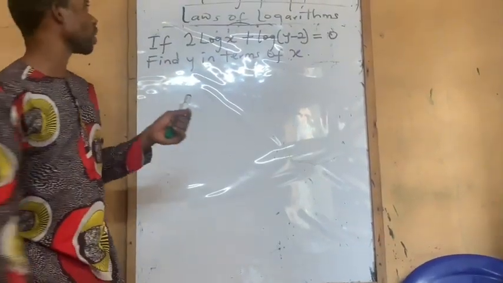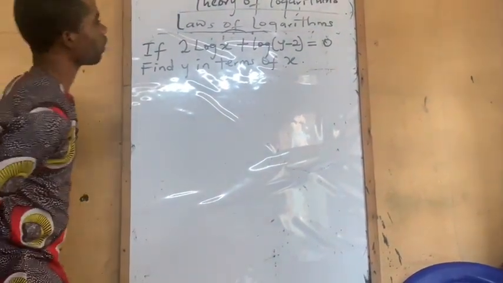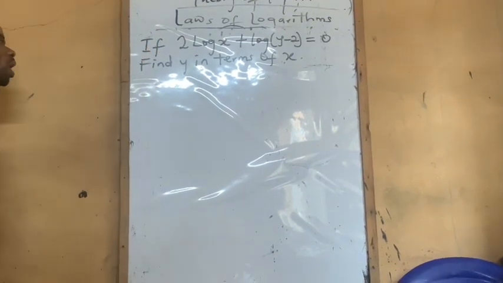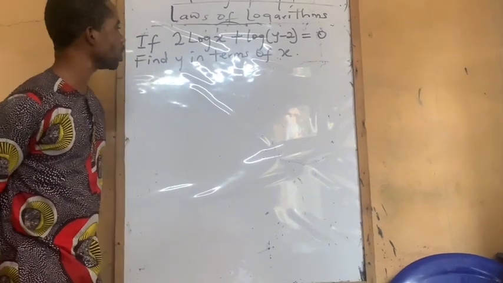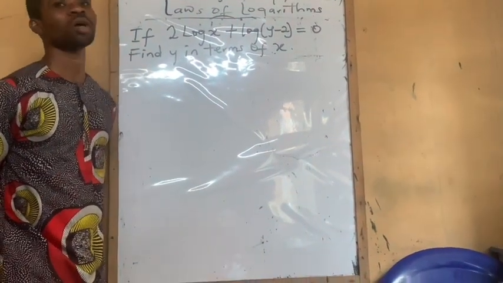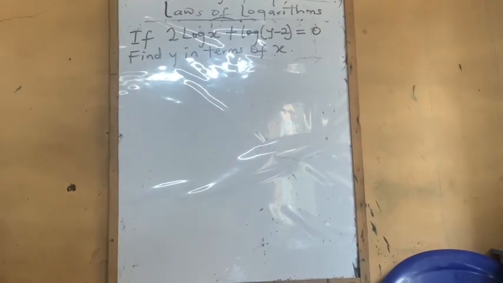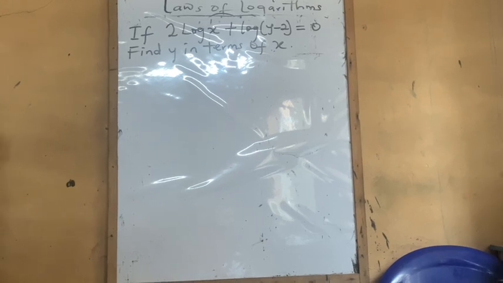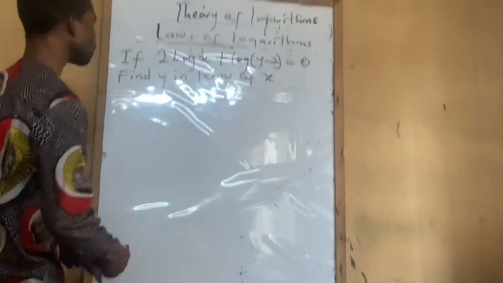Now, in this case, if 2 log x plus log open bracket y minus 2 close bracket equals 0, it now says find y in terms of x. We are looking for y, but the meaning of find y in terms of x is that our answer must contain x. We are looking for y, but the answer we are going to get must contain x. That is the meaning. Now, let us start.